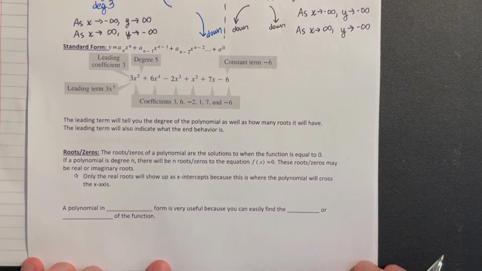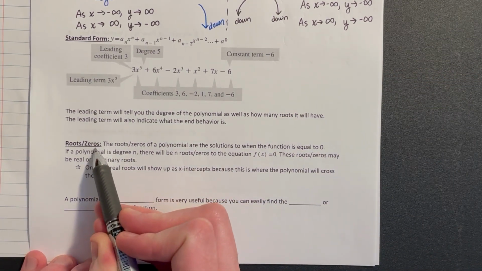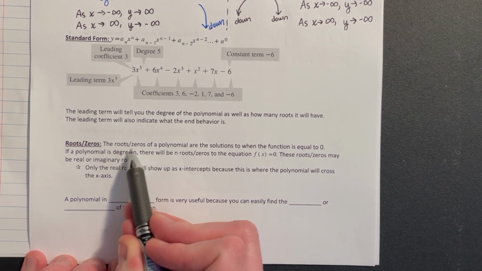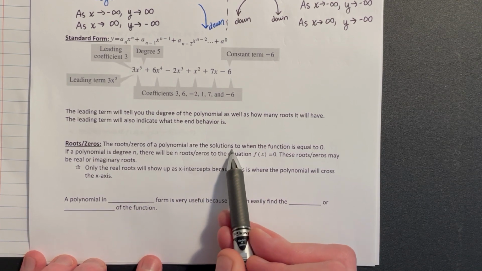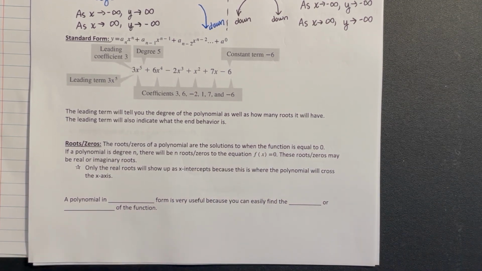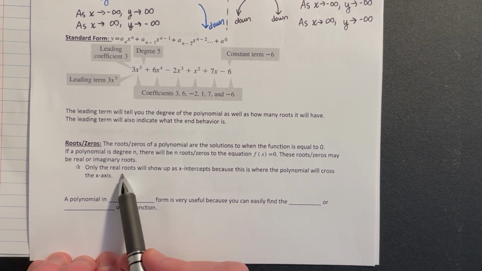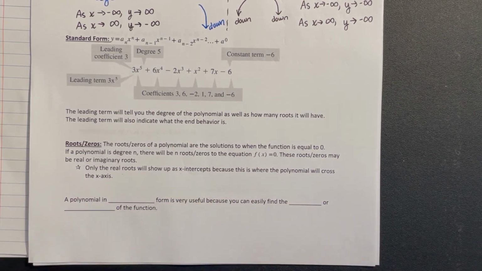Now, roots are another way to talk about zeros. Roots and zeros are synonyms, and they are the solutions to when the function is equal to 0. So it's similar to an x-intercept, except sometimes these may be real or imaginary, and only the real roots show up as x-intercepts. So we can't really say that they are all x-intercepts, because if it's an imaginary root, an imaginary zero, that is not technically an x-intercept.